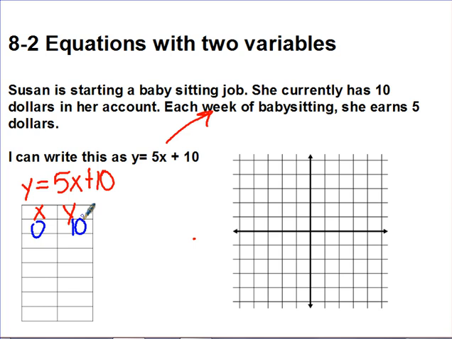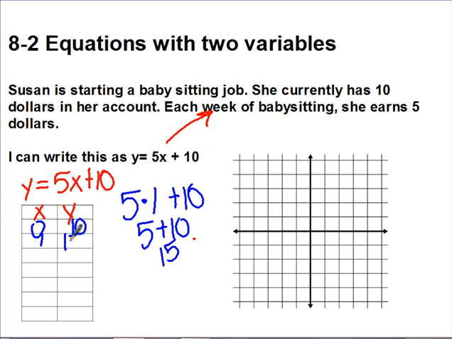How about for 1 week of babysitting? Well, I take the $5 per week times the 1 week, and then I add 10. Of course, following my order of operations, that says I'm going to have $15. I'm going to do the same with the others. Now, instead of 1 week, it will be 2 weeks. So that would be 5 times 2, which is 10, and then 10 plus 10 is 20. So for 2 weeks, it would be 20.